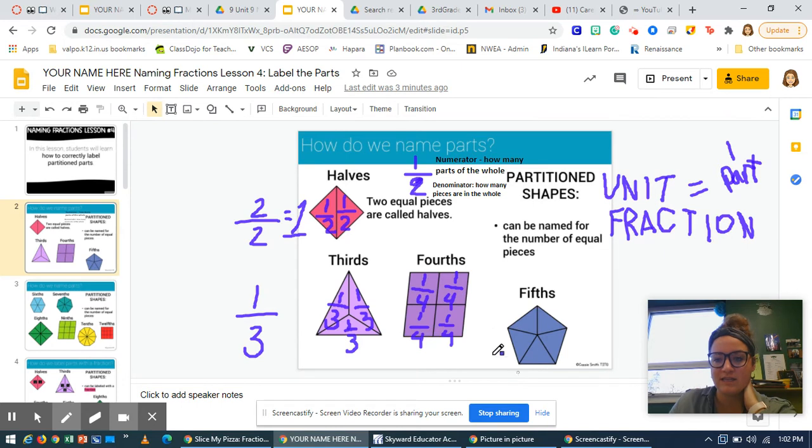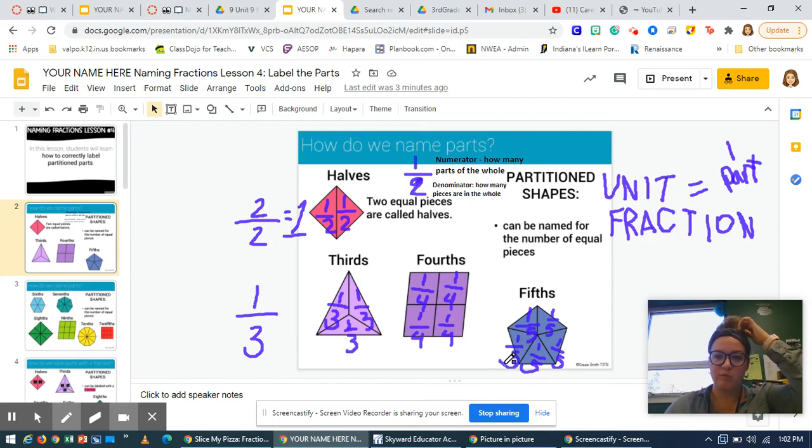All right, let's look at these fifths. What do you think we would label this piece as? How many parts is it? This is one part. And how many pieces are there total? 1, 2, 3, 4, 5. So this is 1/5. And this is also 1/5. And each of those pieces are 1/5. And that would be the unit fraction for fifths as well.